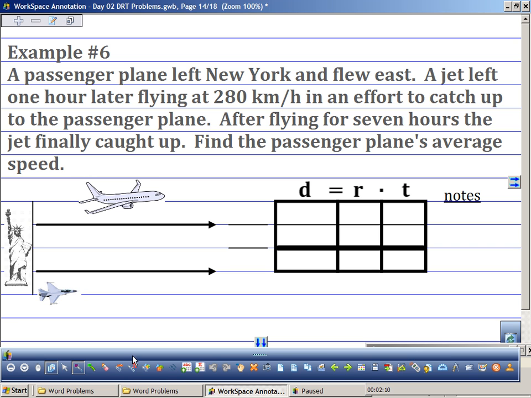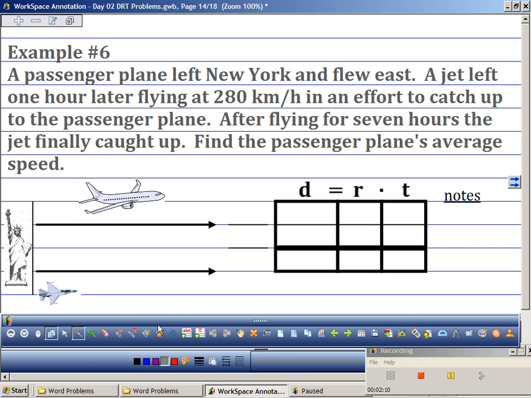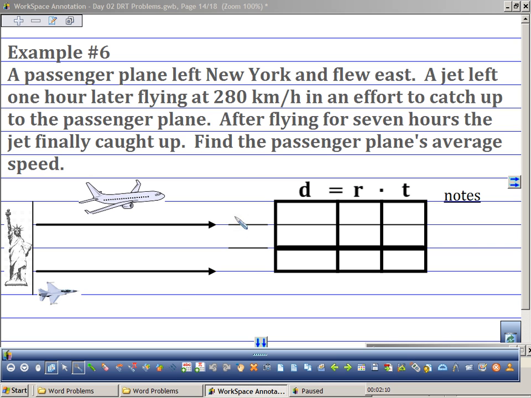A passenger plane left New York and flew east.